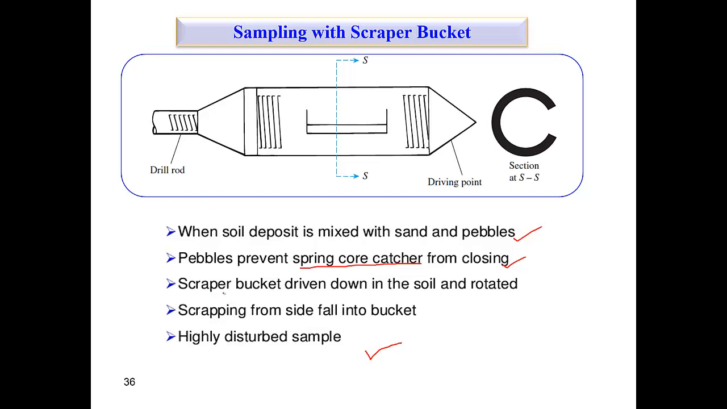Yes, sir. Okay. So scraper buckets are driven down in the soil and rotated. First they insert into the ground and they rotate and cut the soil and take it off. Scraping from the side falls into the bucket. This is a highly disturbed sample. So this is another sampling technique where we get a highly disturbed sample. These are just a brief idea of scraper bucketing. For more details, you can look into the chapters.